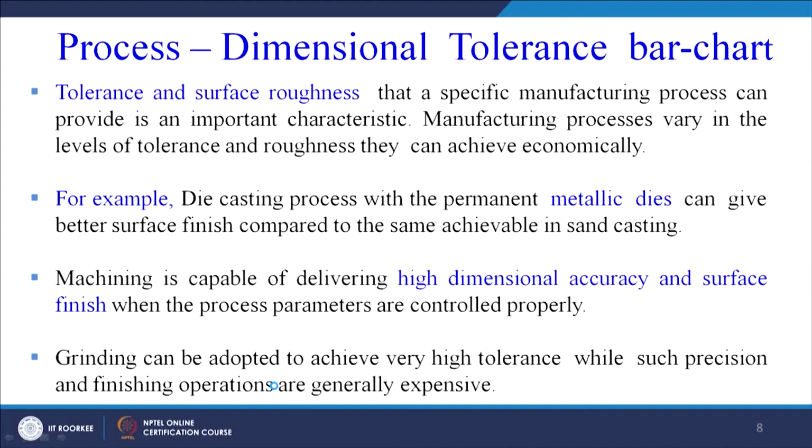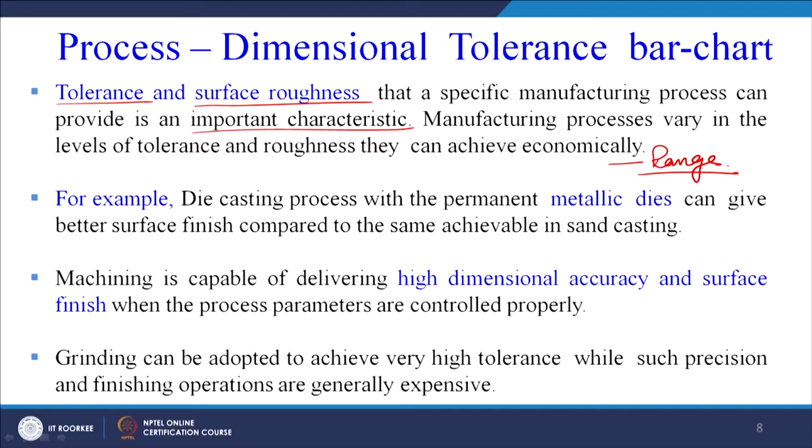Now, the next attribute is the dimensional tolerance bar chart. Tolerance and surface roughness that a specific manufacturing process can provide is an important characteristic, because this surface roughness and tolerance will directly affect the quality of the product that we are producing. So, this is an important characteristic. Manufacturing processes vary in the levels of tolerance and roughness they can achieve economically. So, therefore, there has to be a range for each and every manufacturing process, a range of tolerance and surface roughness which it can produce.